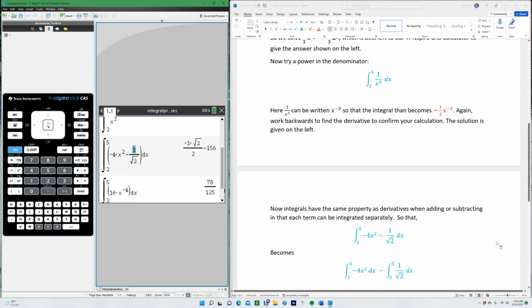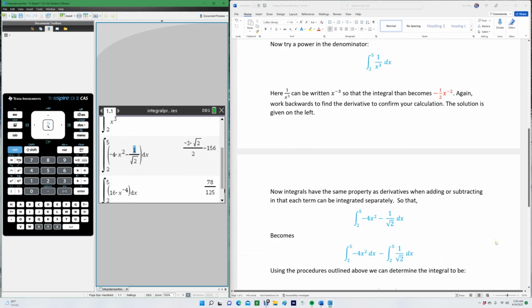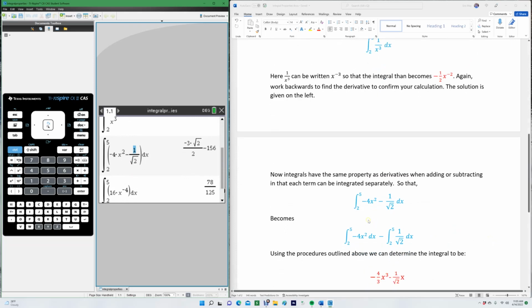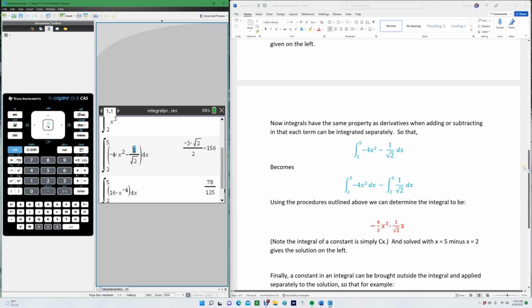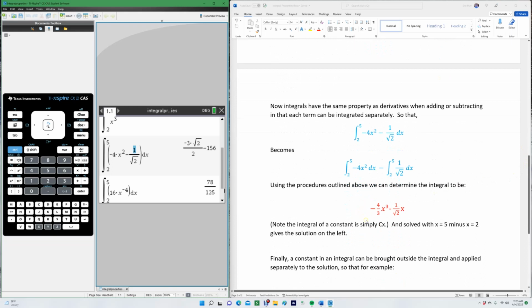Now, integrals have the same property as derivatives when adding or subtracting, in that each term can be integrated separately. Let's try this integral. The integral from 2 to 5 again of negative 4x squared minus 1 over the square root of 2 dx. Now we use the same procedures that we outlined above to solve this. First we separate the integrals so that we have the integral from 2 to 5 of negative 4x squared minus the integral from 2 to 5 of 1 over the square root of 2. Now using these same principles we come up with the integral in red. Negative 4/3 x cubed minus 1 over the square root of 2 x.